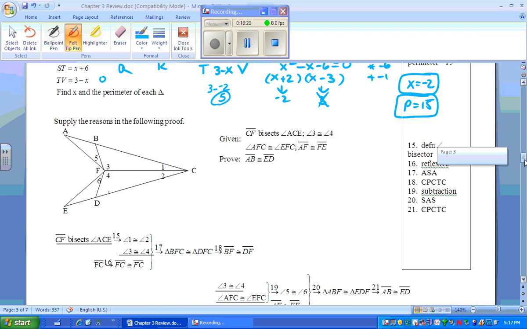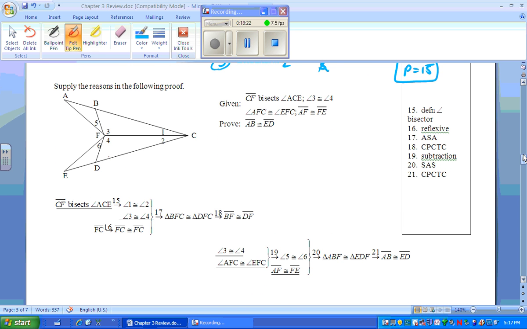And finally, to finish this up, we have a proof that we do our reasonings for. 15, you look at it. What do you notice? The word bisector. So it's angle bisector, definition of. 16, you see the same thing written twice. FC is congruent to FC, so this is reflexive.